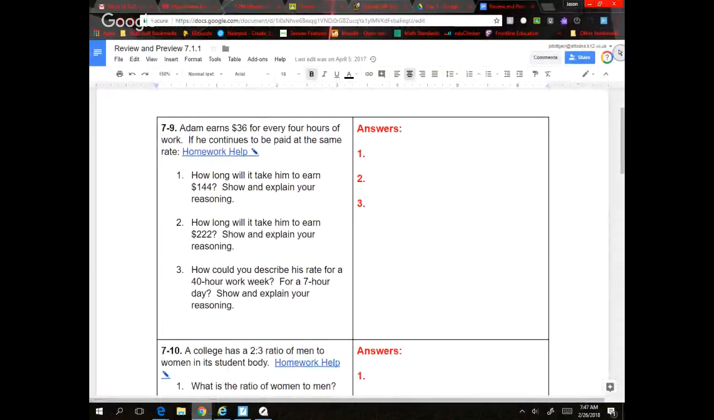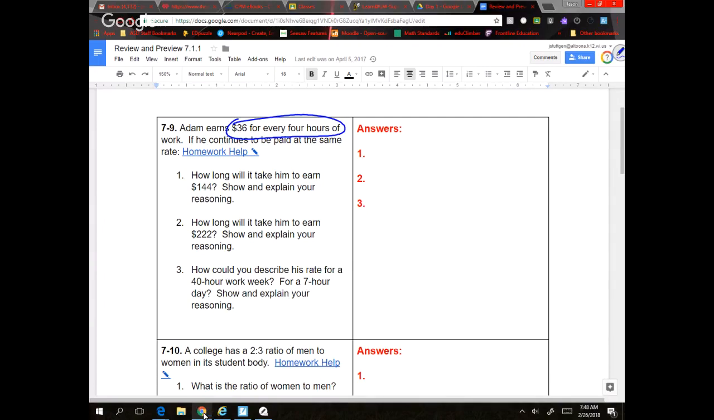All right, here's the answers to 7.1.1. First problem is exactly what we did in class today. This is key right here: $36 for every 4 hours. Okay? So the first thing I want to do is figure out how much he makes per hour, because that's normally how people get paid, is per hour.